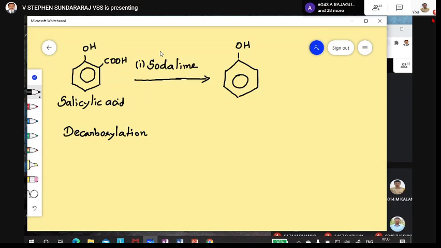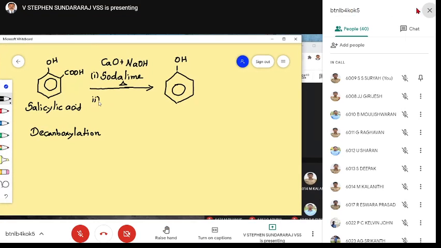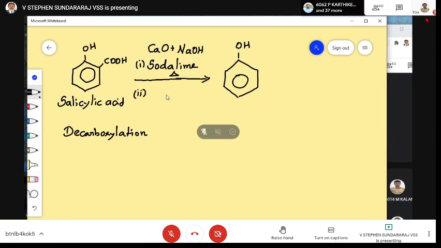Soda lime is a mixture of calcium oxide plus NaOH. NaOH is the reagent and CaO is the catalyst. This is lime, quick lime, so the word lime is there, and this is caustic soda, therefore the word soda is there. Caustic soda plus quick lime is called soda lime, and heat. Since sodium and calcium, highly reactive metals, are involved, you will get ONa or O twice Ca.